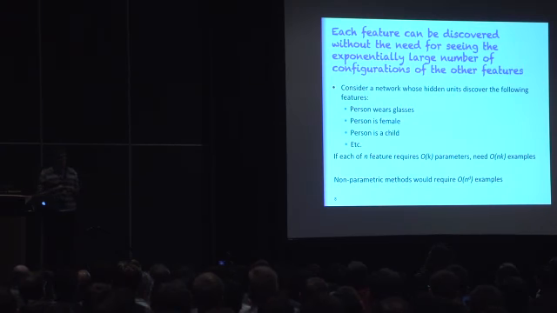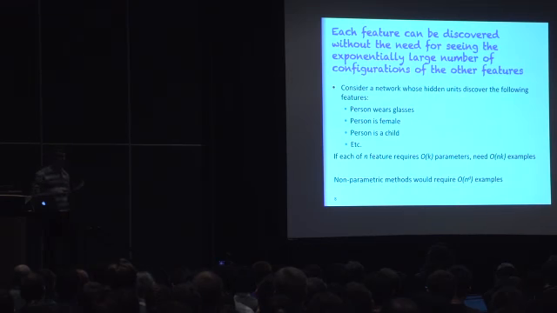So you don't need to consider all the possible configurations of those features in order to learn. You can imagine, for example, looking at images of people, and you have a feature that tells whether the person wears glasses or not, another one that says whether the person is female or not, another one that says whether the person is a child or an adult. You can imagine collecting examples that tell you about each of these features without having to see all of the configurations of the others. So you don't need an exponential number of examples, because each of these underlying features that are being discovered can somehow be learned almost by themselves.